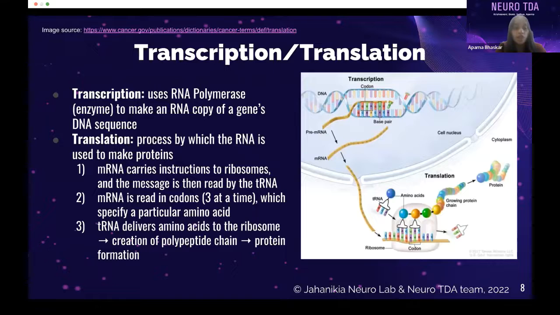The first step in translation is where the mRNA, or messenger RNA, carries instructions to the ribosomes, and this message is then read by the tRNA, or transfer RNA. The mRNA is read in codons, three at a time, which specify a particular amino acid. The tRNA delivers the amino acids to the ribosomes, which leads to the creation of a polypeptide chain, which then allows for protein formation. Towards the right, you can see a diagram of transcription and translation, which illustrates the steps I've already described.